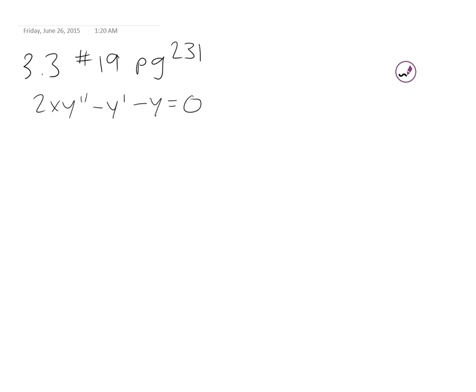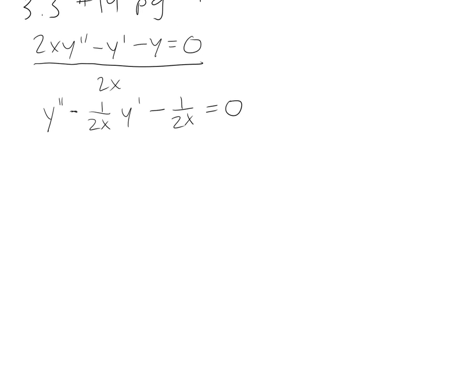So to start with, I'm going to divide the whole thing by 2x. Then you're left with y double prime minus 1 over 2x y prime minus 1 over 2x y equals 0. Next I'm going to take the limit of each, and so this is your p of x, and this is your q of x.